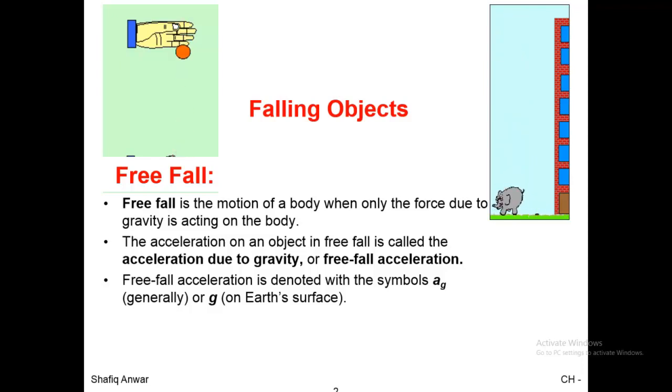Now, free fall is the motion of an object when you have only one force acting on the object, due to gravity. Why? Because at your level we assume that there is no force of friction and no other horizontal force. So the only force is the force due to gravity. The acceleration on an object in free fall is called the acceleration due to gravity. We call it free fall acceleration.